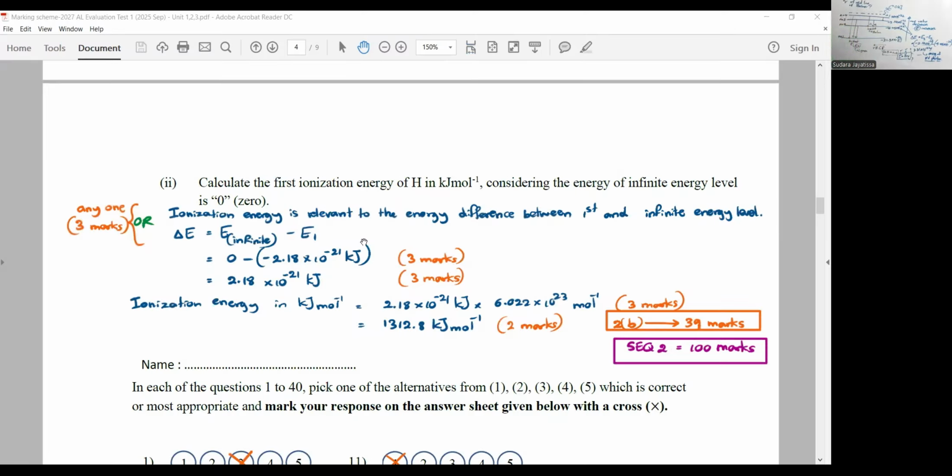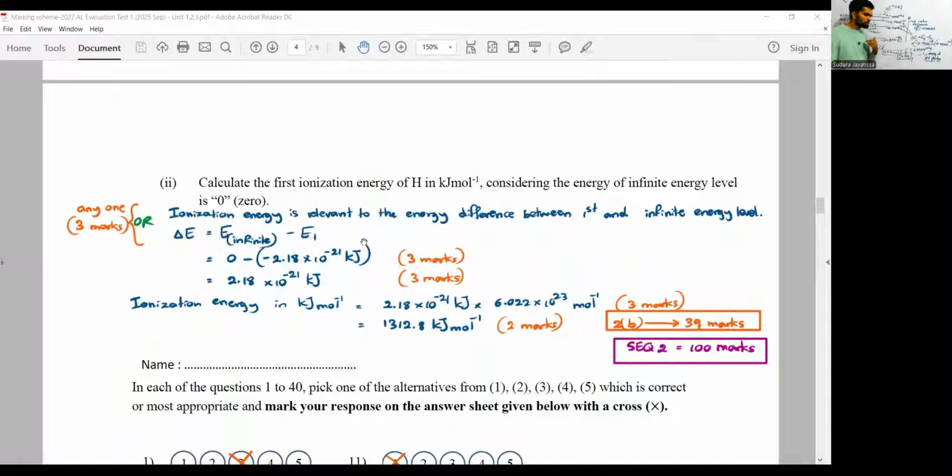First ionization energy. Now it is asking you to consider the energy of the infinite energy level as 0. But we can understand that happens. Anyway, during first ionization, hydrogen is having only one electron. So during ionization, what happens? That single electron is removed. Removing means being free from the attraction of the nucleus.